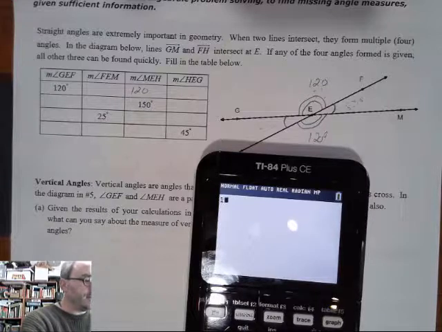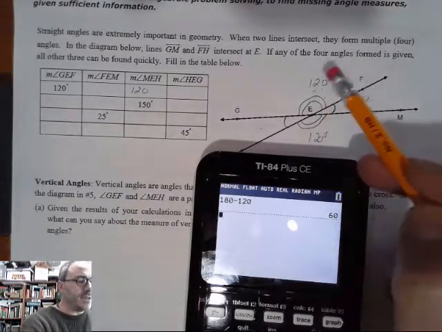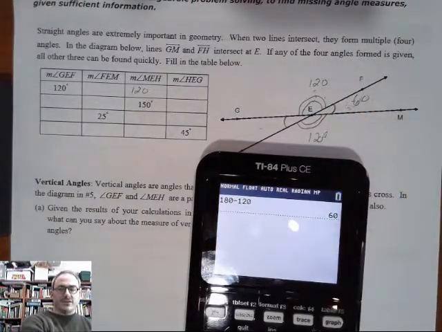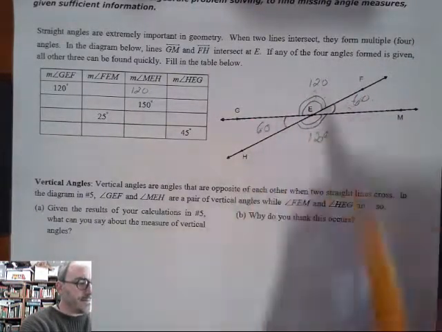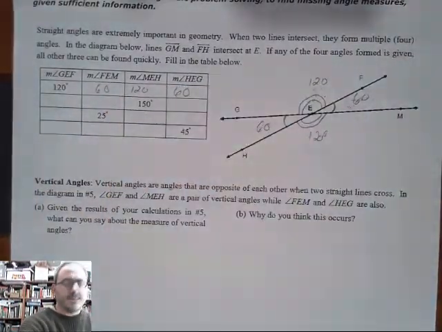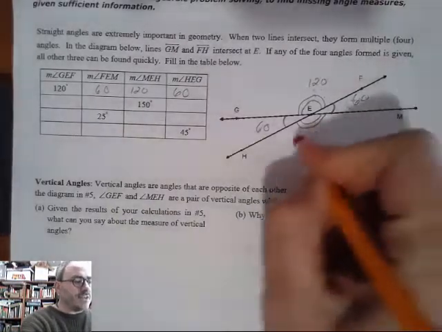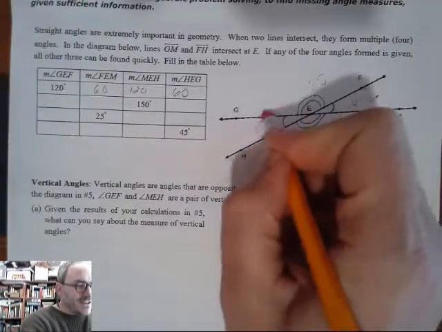180 minus 120 is 60. This is going to be 60 because 60 plus 120 is 180, which is the whole angle measure of the line. If this is 60, then that has to be 60. And then I have my angle measures, 60, 60. All right, the first one's done. Now we're supposed to forget everything we just learned and do it over again, right? Now they're going to give us some other angle measures.